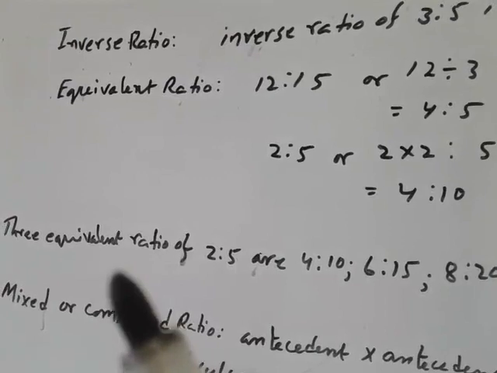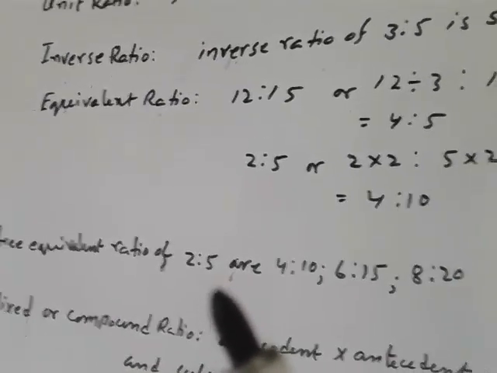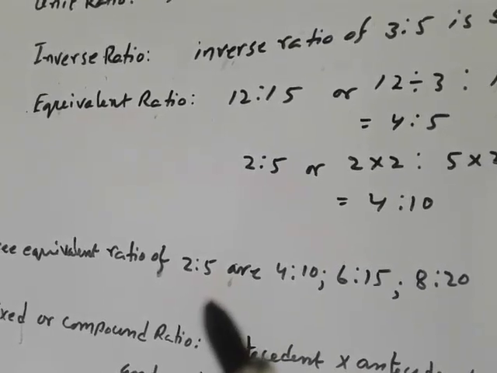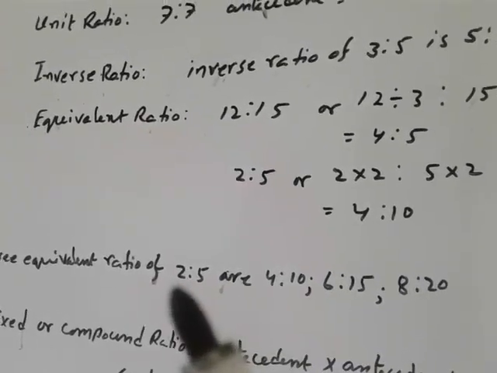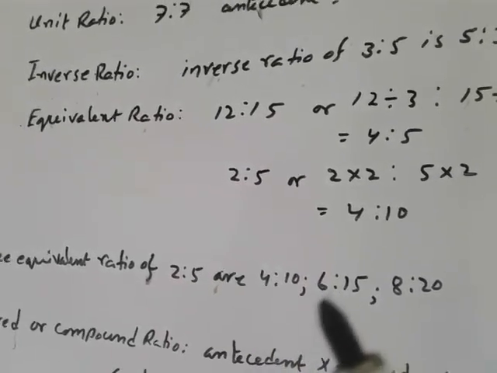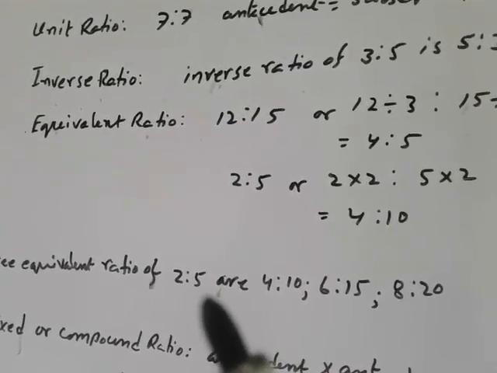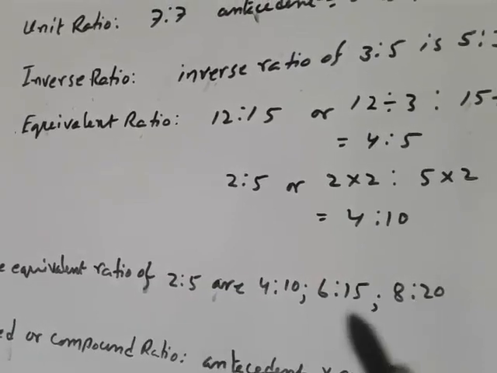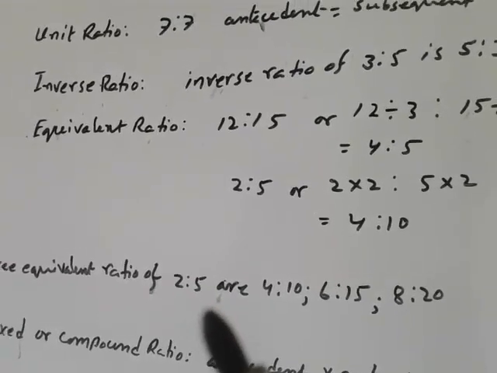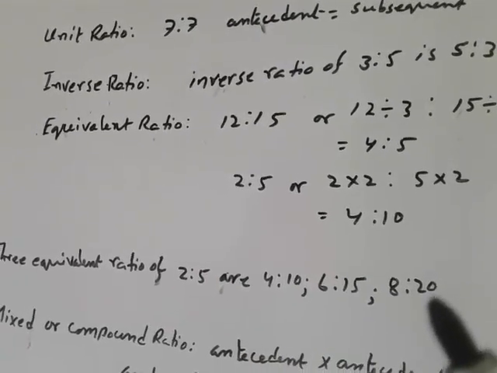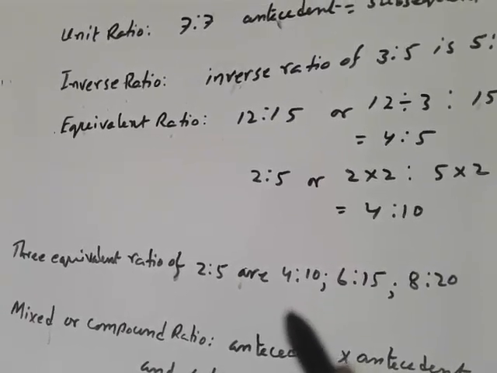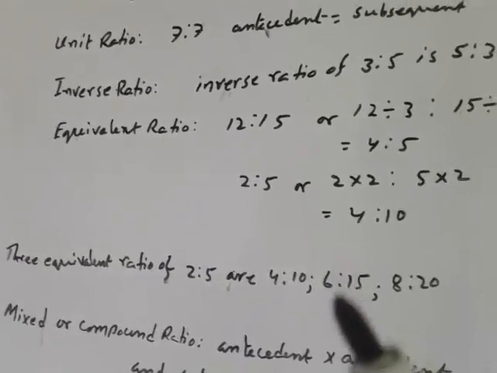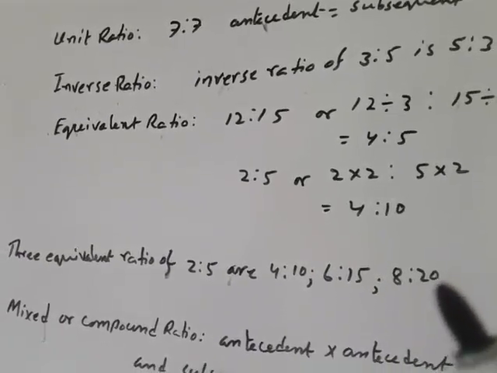See equivalent ratio of 2:5. Here 2 is multiplied by 2, 4. 5 is multiplied by 2, 10. Again 2 is multiplied by 3, 6. 5 is multiplied by 3, 15. 2 is multiplied by 4, 8. 5 is multiplied by 4, 20. Then 3 equivalent ratios of 2:5 are 4:10, 6:15, and 8:20.